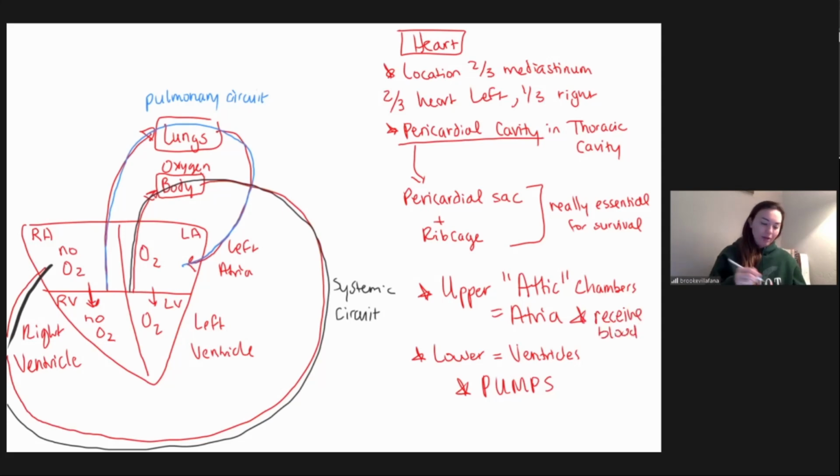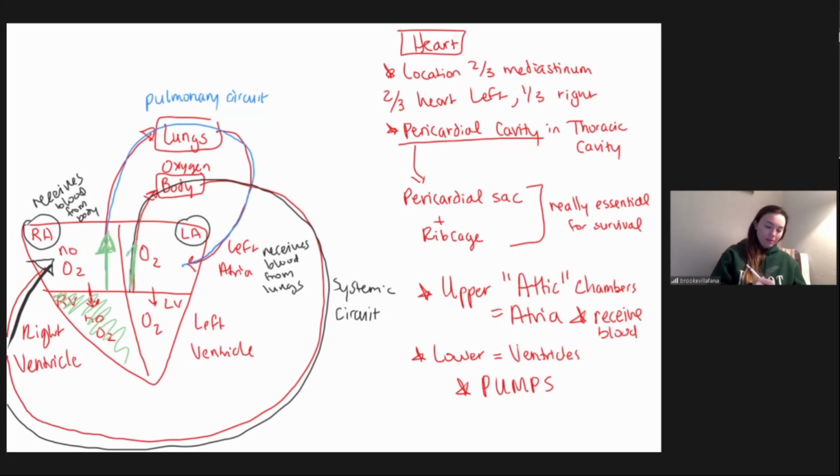So if you look over here on our diagram, the atria were receiving this blood, right? The right atria receives blood from the body that has no oxygen. What about the left atria? This receives blood from the lungs that has oxygen. Either way, the atria are receiving blood. What about the ventricles? The ventricles down here, this one sent blood away. So this is a pump. And then the left side also pumped the blood.